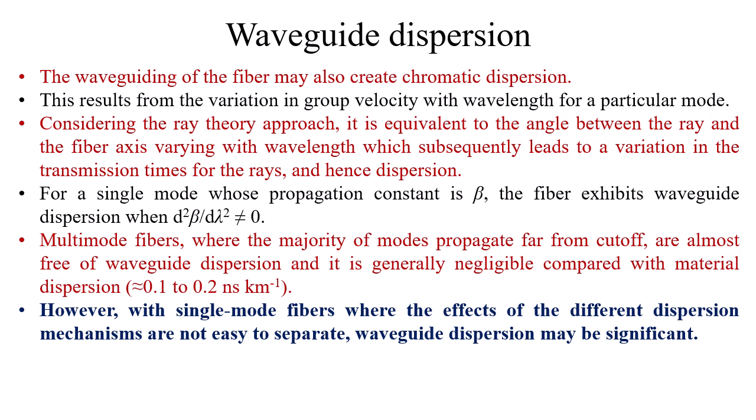For a single mode whose propagation constant is β, the fiber exhibits waveguide dispersion when d²β/dλ² is not equal to 0. For multimode fibers, where the majority of modes propagate far from cutoff, they are almost free of waveguide dispersion, and it is generally negligible compared with material dispersion, of the order of 0.1 to 0.2 nanosecond per kilometer. With single mode fibers, where the effects of different dispersion mechanisms are not easy to separate, waveguide dispersion may be significant. That is for the single mode fiber.